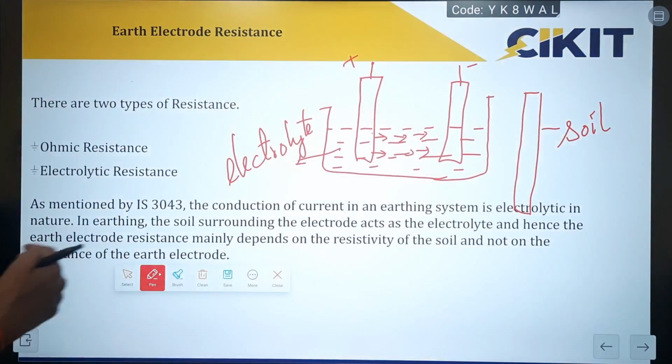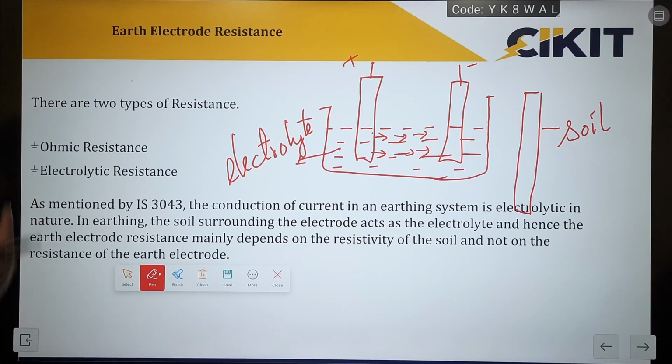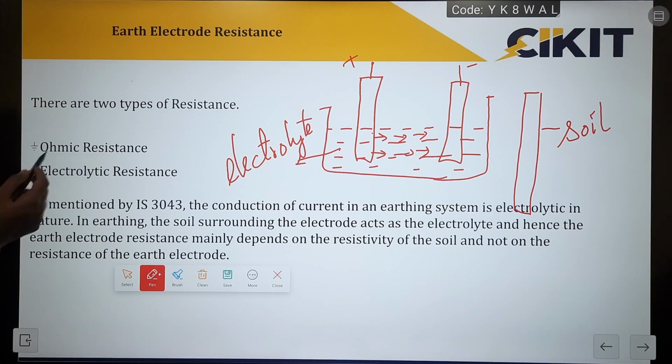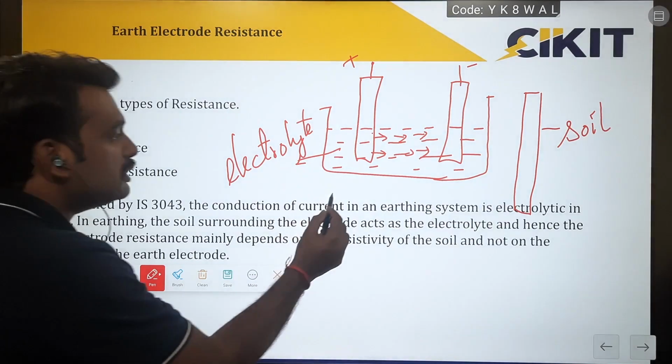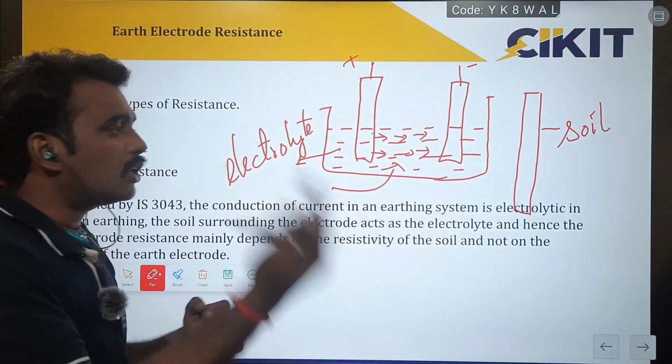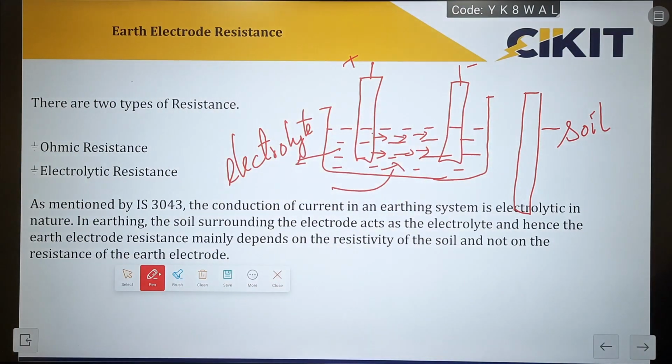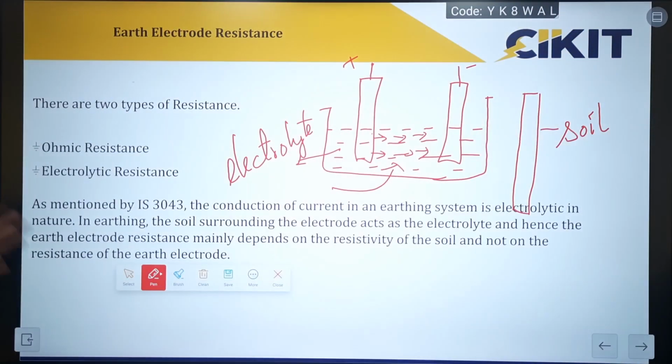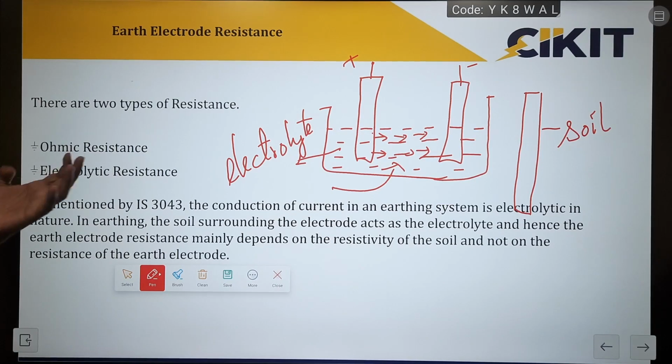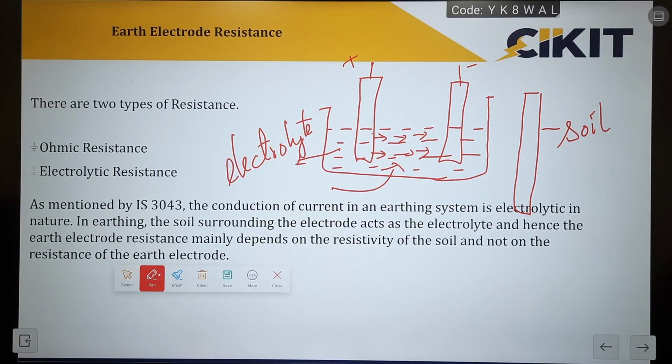Since the conduction is taking place from one medium to another medium, the resistance of the earth electrode will be electrolytic in nature. So we cannot consider only the resistance of the material. Here the most important factor is the resistance of the medium surrounding the electrode. In our case, the electrolyte is the soil. So based on the resistance of the soil, the conduction will be varying. So the resistance of the soil is the most important parameter in the earth electrode resistance.